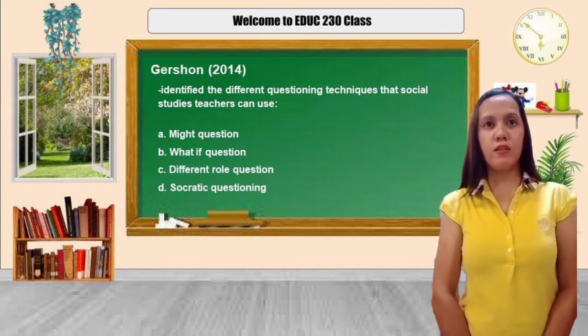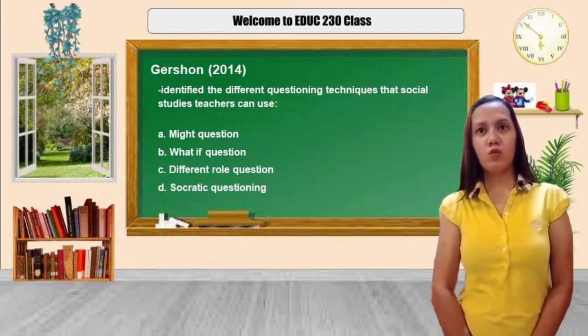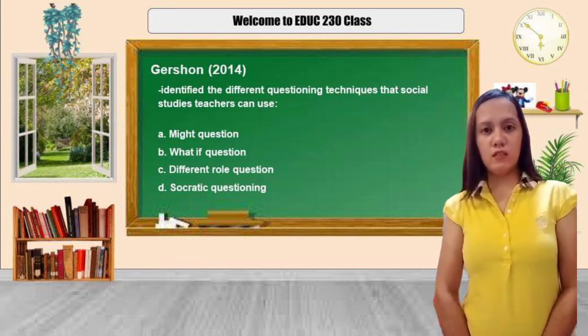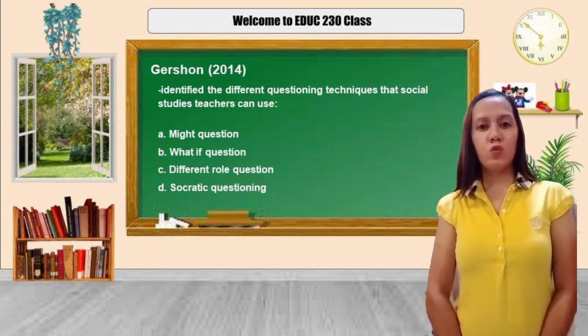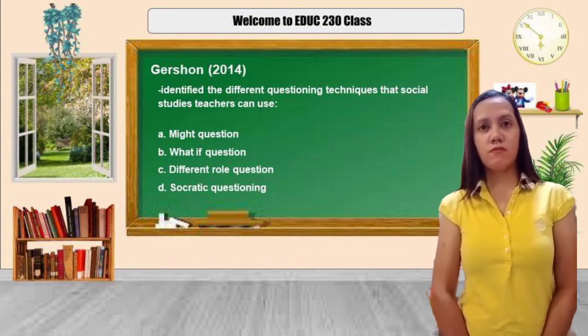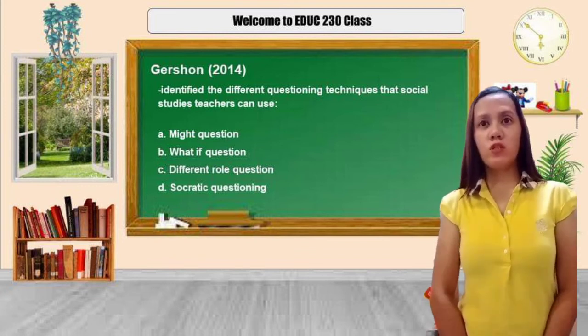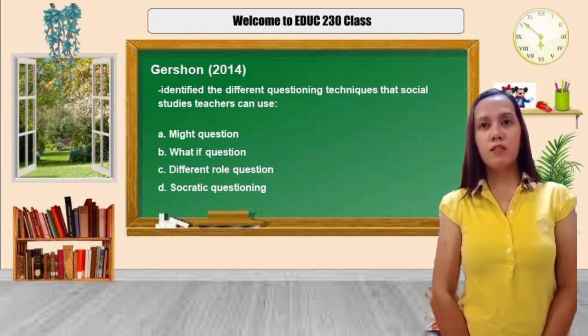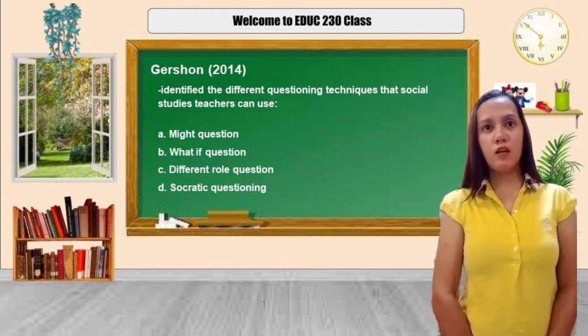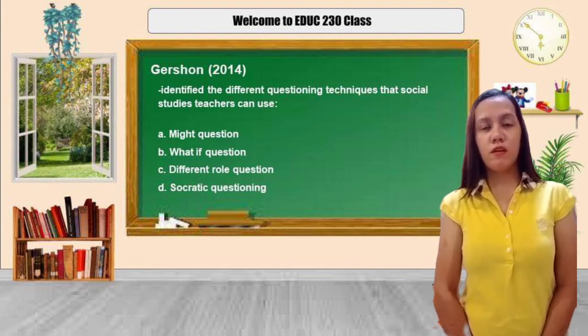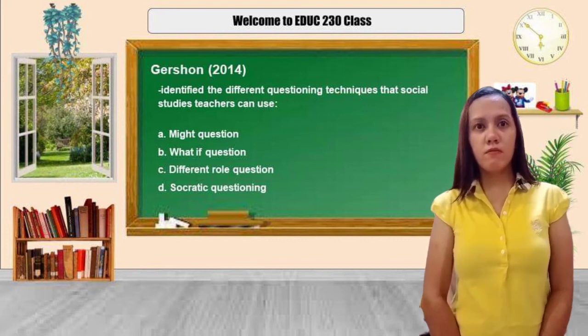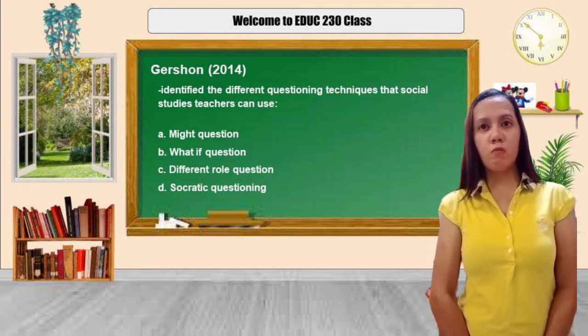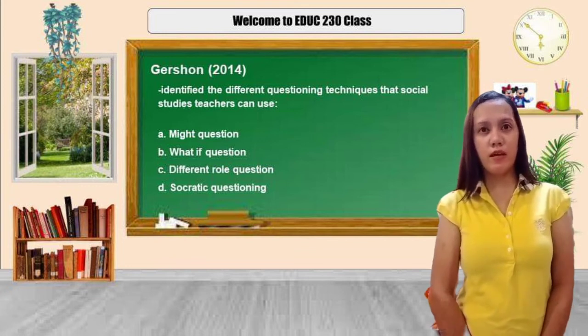Pearson in the year 2014 identified the different questioning techniques that social studies teachers can use. And the first one is the might question. This kind of question does not limit the possible responses among the learners, but rather it opens up a range of possible responses that allows the learners to reason out. Their answers may not be correct, but their explanation might put all the things right.